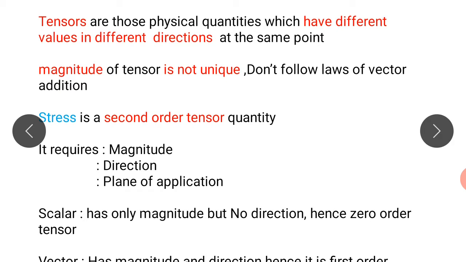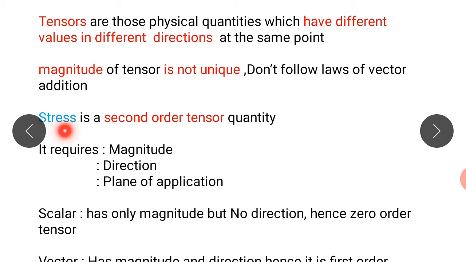So first of all, we all know the scalar. What is a scalar? It is that quantity which is represented in terms of magnitude only. So no direction is required. So we can say that it is a zero order tensor. So what is this tensor? Tensors are those physical quantities which have different values in different directions. So this is one of the ways of presenting a quantity.